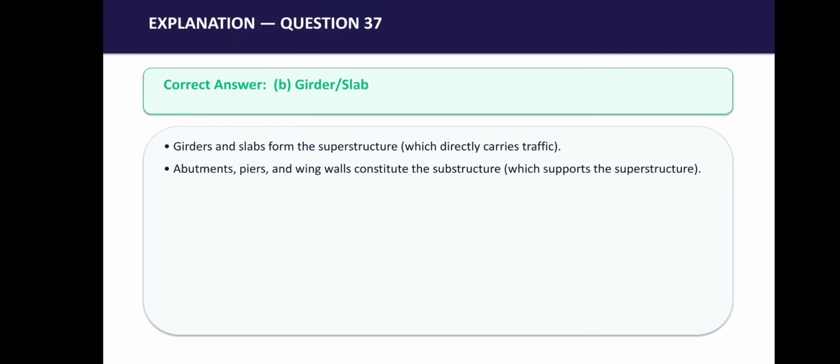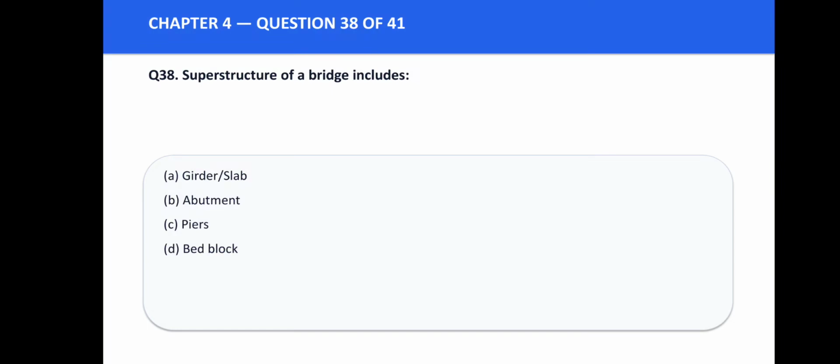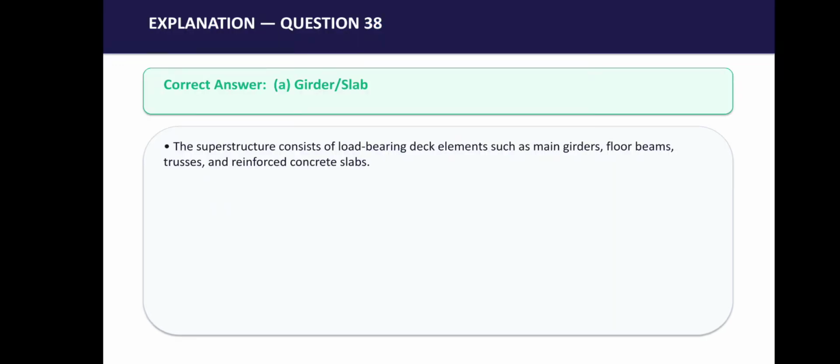Question 38. Superstructure of a bridge includes which element? Option A, girder or slab. Option B, abutment. Option C, piers. Option D, bed block. The correct answer is option A, girder or slab. Explanation. The superstructure consists of top load-bearing deck elements such as main girders, floor beams, trusses, and reinforced concrete slabs.